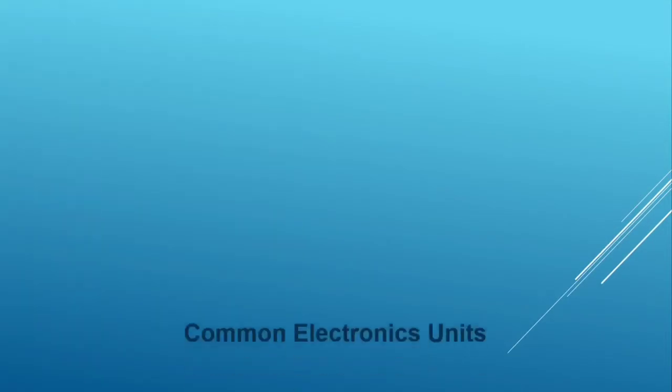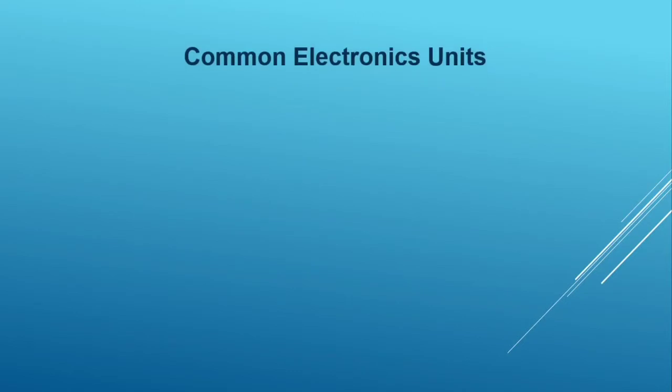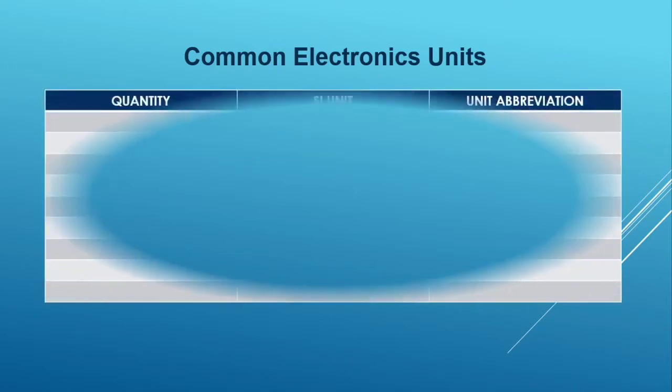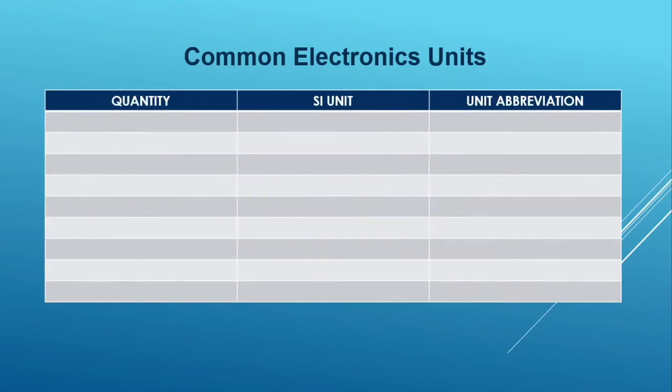Now let us proceed to the common electronics units. So these are the standard units commonly used in electronics and mechatronics. So we have the table here. The first column is the quantity. The second column is the SI unit, or the International Standard Unit. And the third column is the unit abbreviation or symbol of the unit.